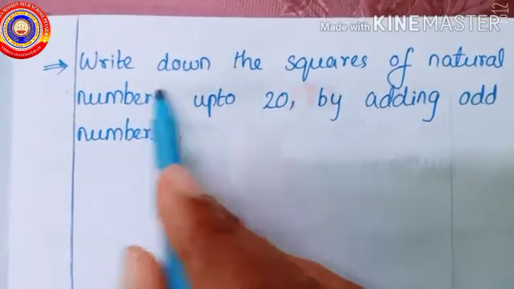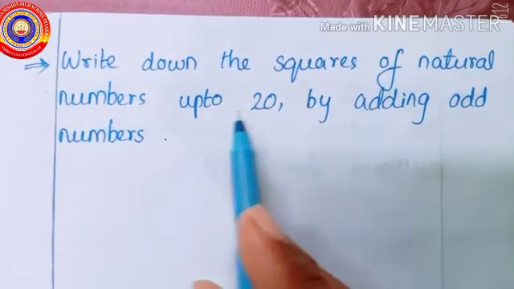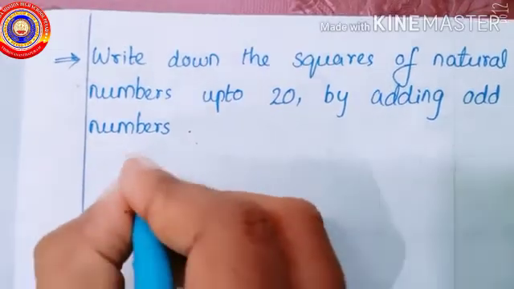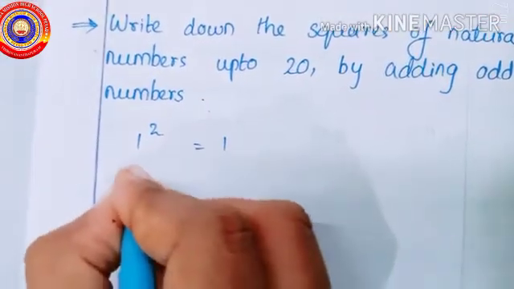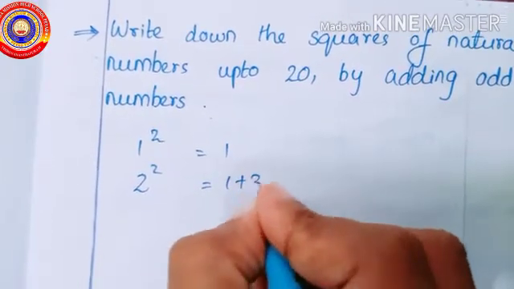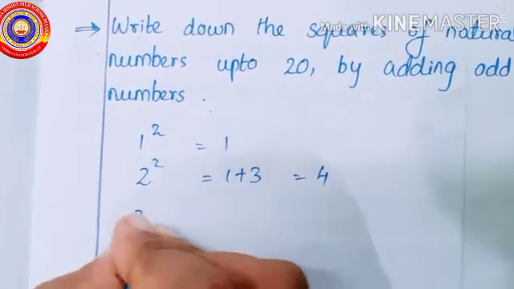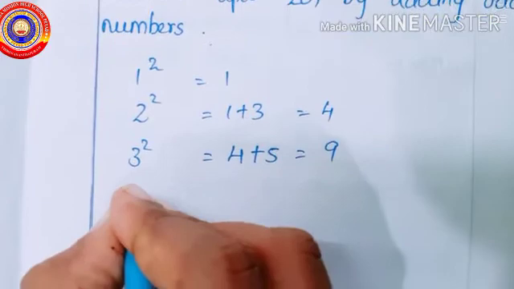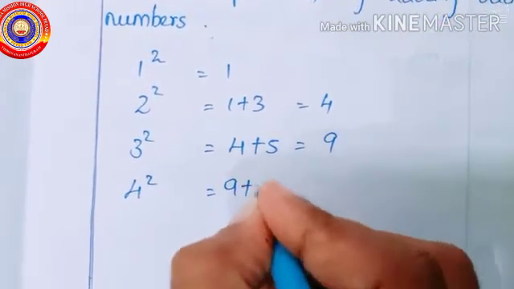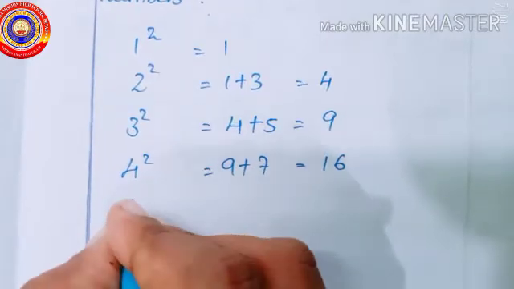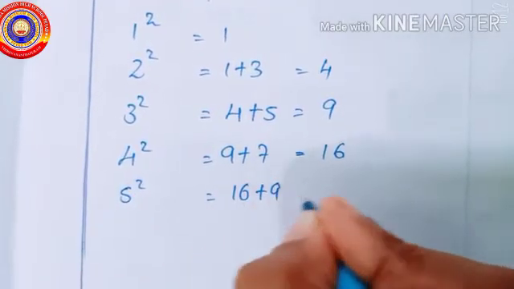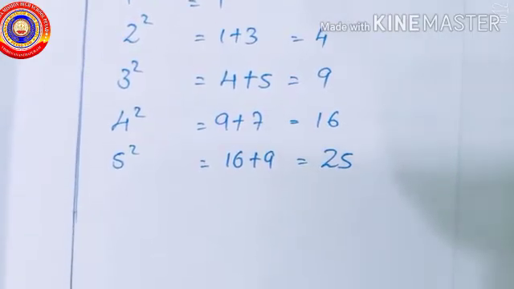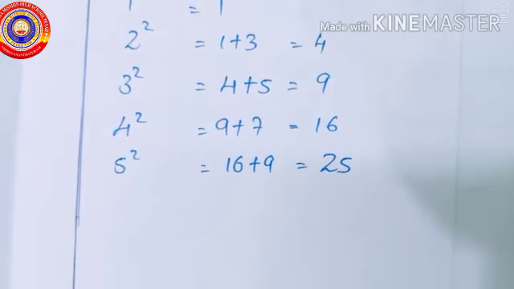Next is, write down the squares of natural numbers up to 20 by adding odd numbers. The first one is 1 square. 1 square is equal to 1 and the second is 2 square. 2 square is 1 plus 3, that is equal to 4, and 3 square is equal to 4 plus 5, that is equal to 9, and 4 square is equal to 9 plus 7, that is equal to 16, and 5 square is equal to 16 plus 9, that is equal to 25. Like this, write the squares of the natural numbers up to 20 by adding odd numbers.